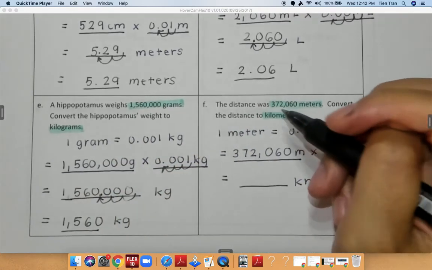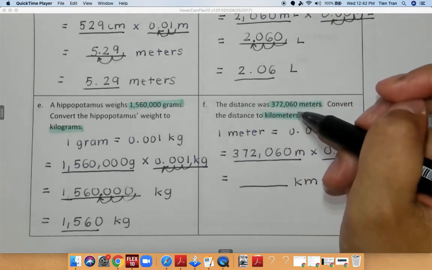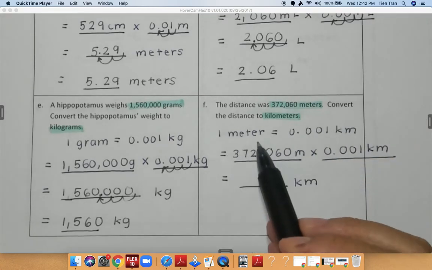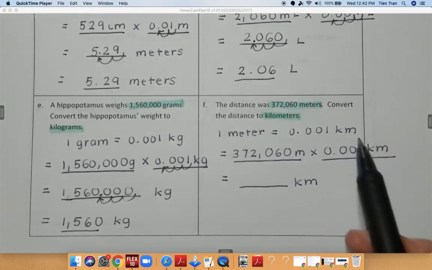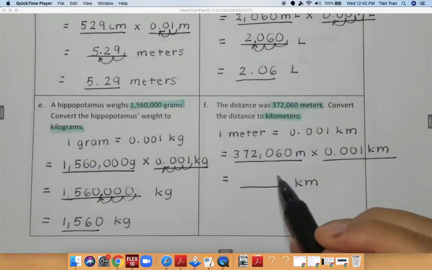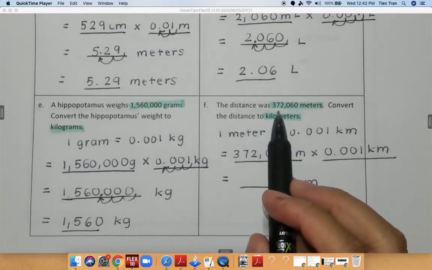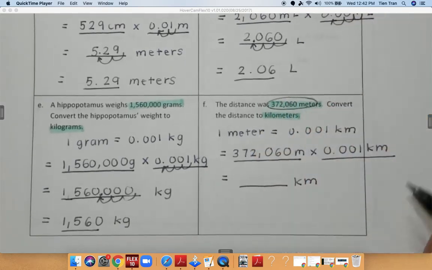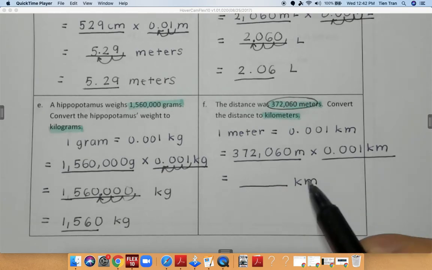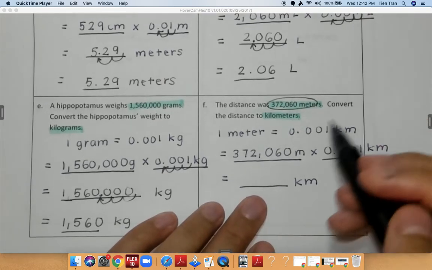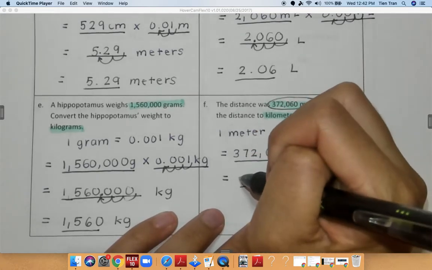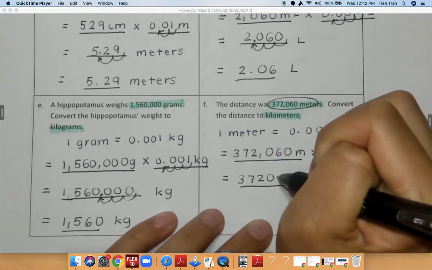For problem F, the distance was 372,060 meters. Convert the distance to kilometers. So we have 1 meter is equal to 0.001 kilometers. I'm going to multiply these two numbers together, 372,060 meters times 0.001 kilometers. So I know that whenever I multiply times 1, I'm going to get the same number. So that's why you're getting the same number right here.